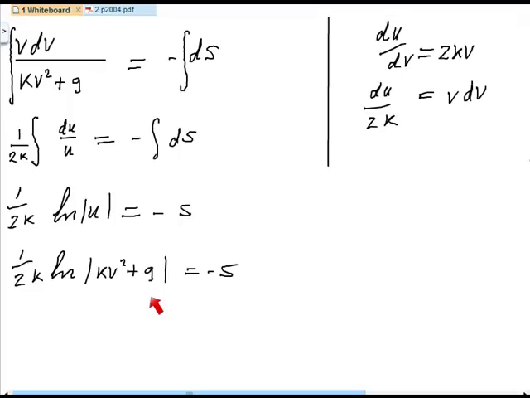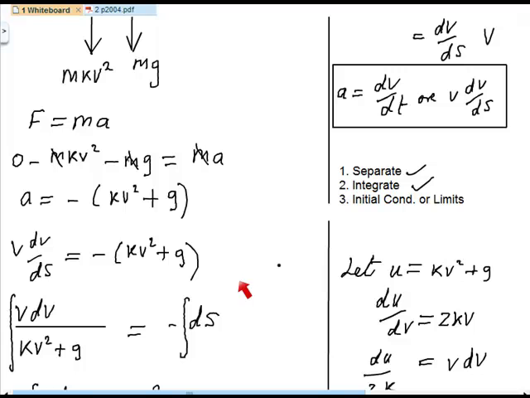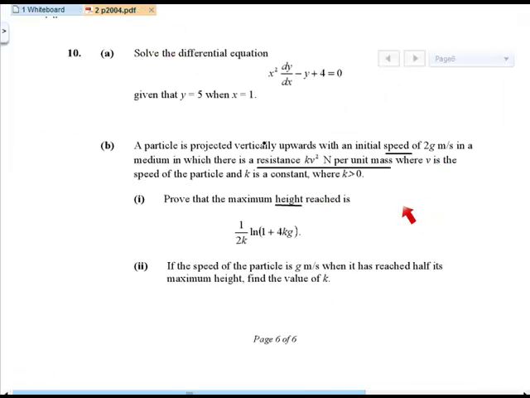In the previous video clip we were doing 2004 question 10b, and we ended up with the following expression in V and S. And we were following these steps, and the next step was to find the initial conditions or limits, which would help us to evaluate the integral. And we have to decide between these two initial conditions or limits, and the way we decide is by reading what we're given in the question.